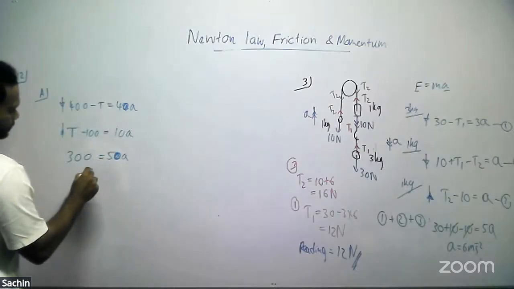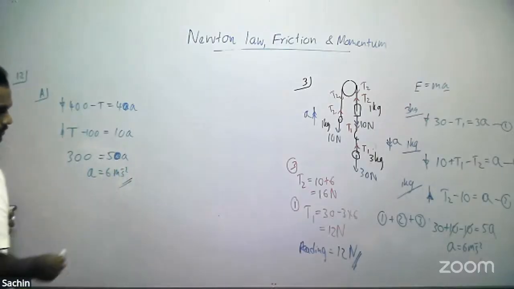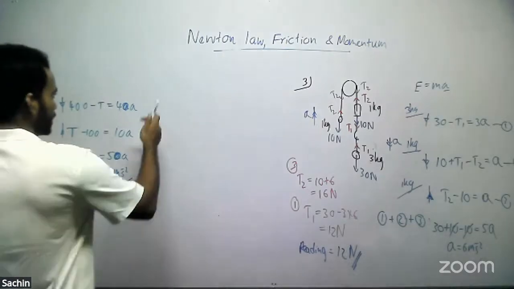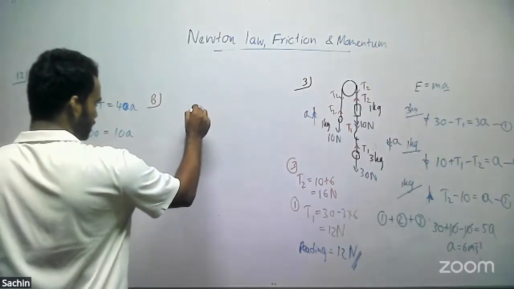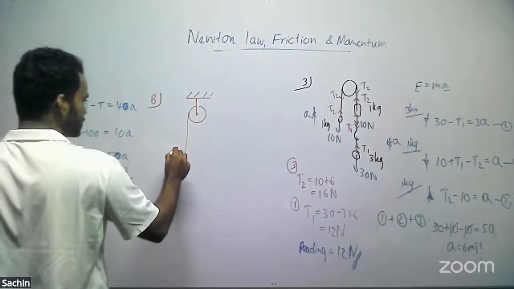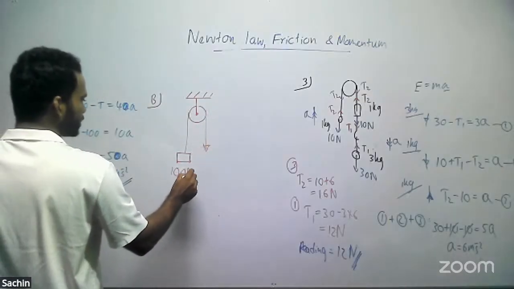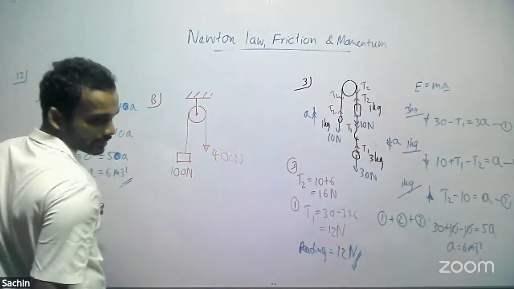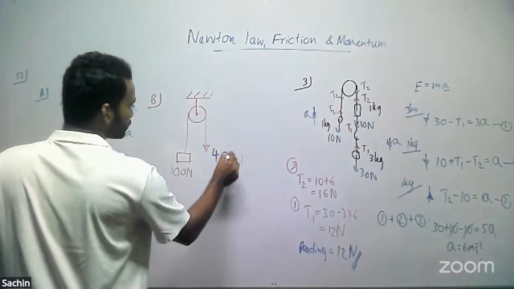So the acceleration should be 6 meters per square second. Okay, 6 meters per square second. For B, what is the difference in B? Some students may confuse this with the first, in A. They think both of these are the same situation. Just identify that in the second case there is no mass on the heavier side. There is only a force, which is directly equal to 400 Newton.